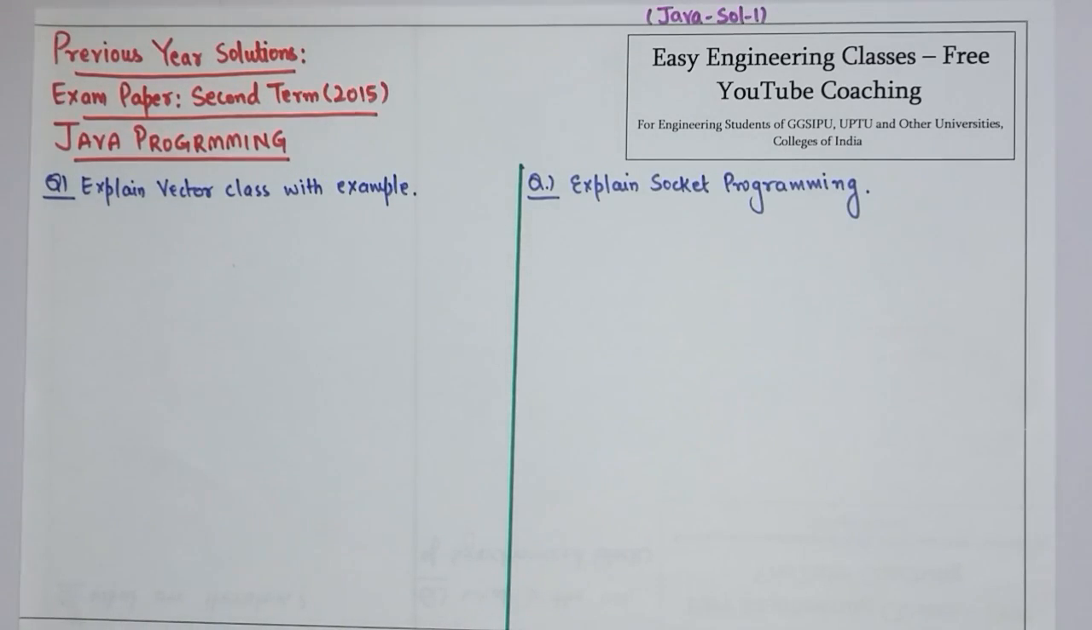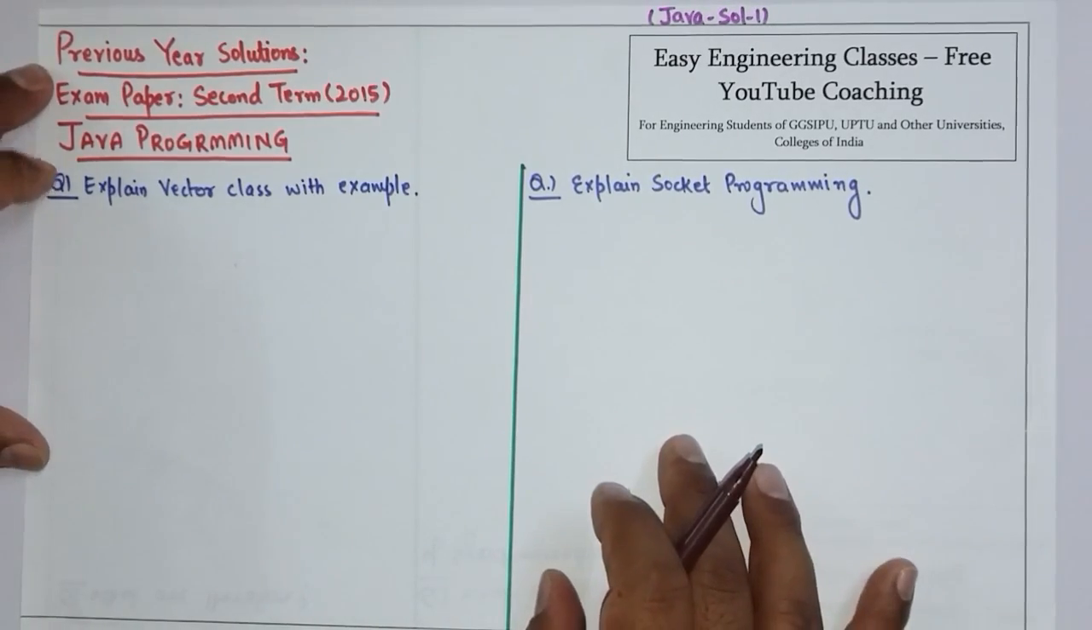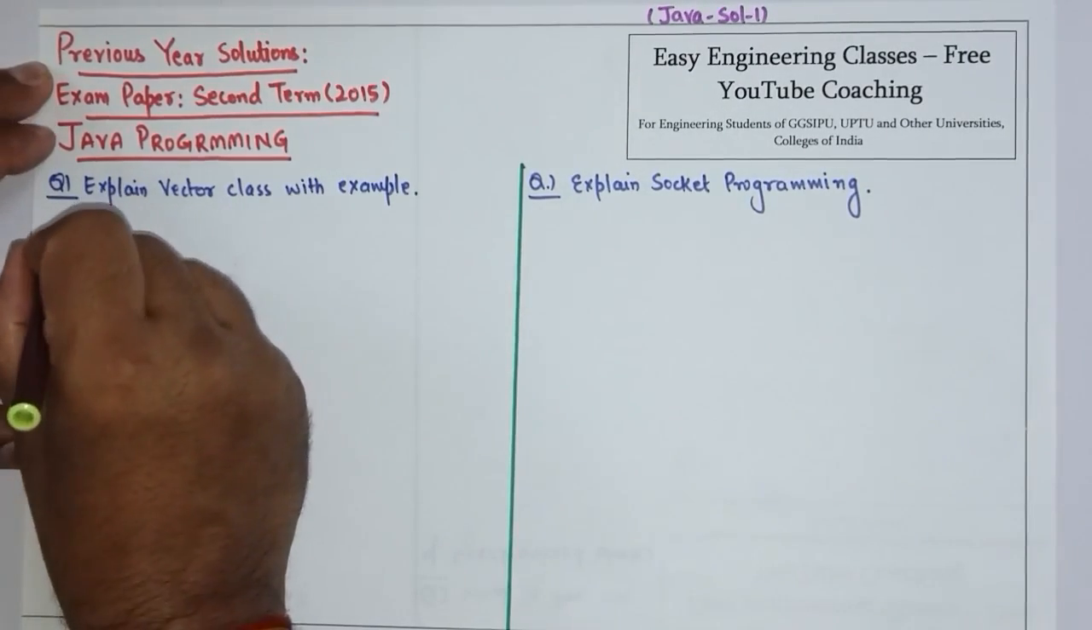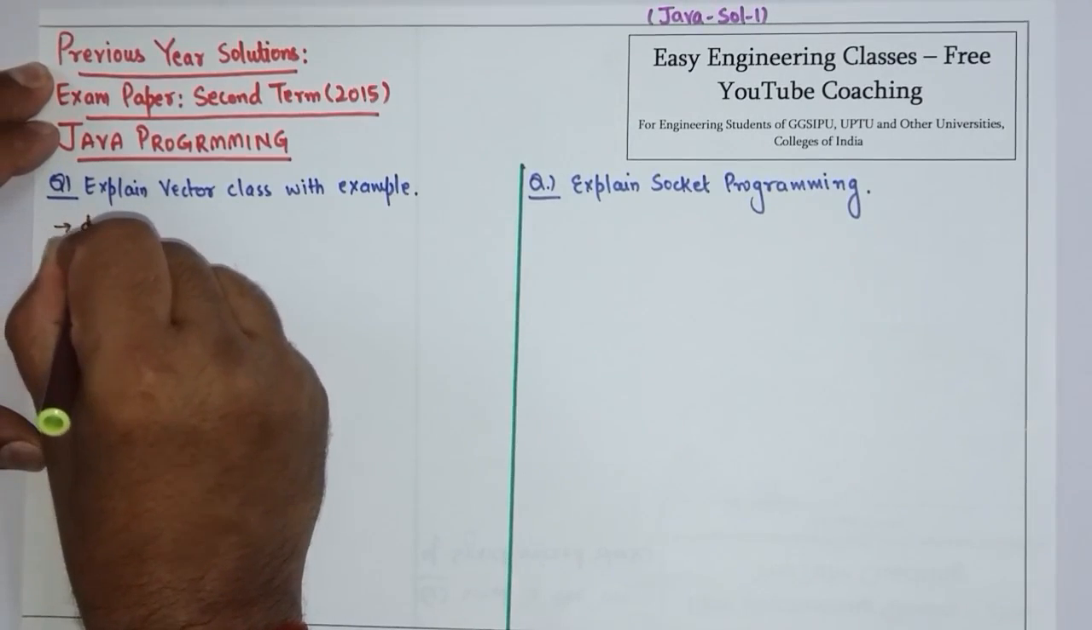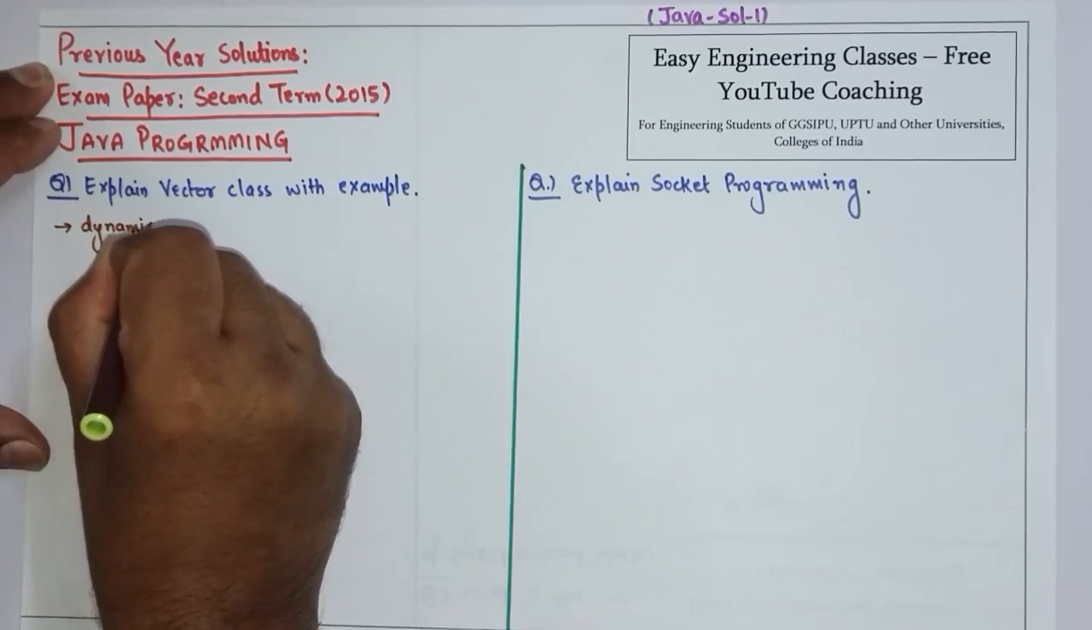The first question is: explain vector class with example. So what you have to do is give one example of using vector class and explain what is the meaning of vector class. So vector class is nothing but it is like a dynamic array. So vector class is a dynamic array or it implements dynamic array.